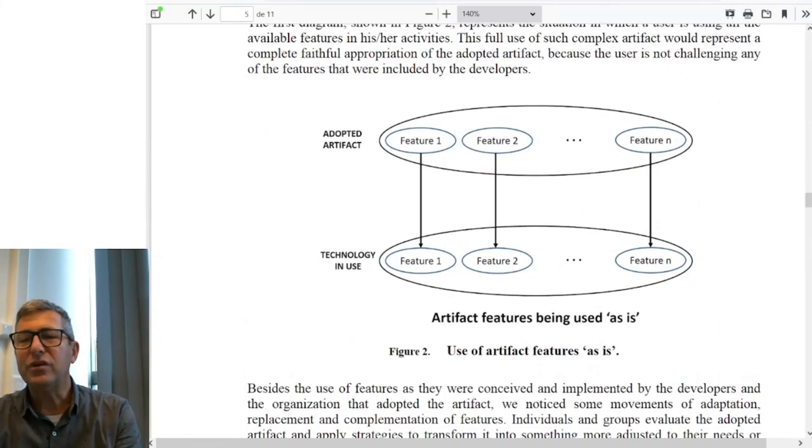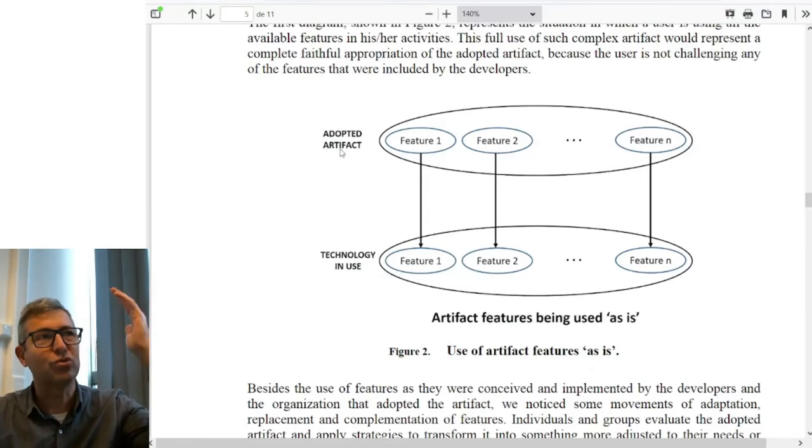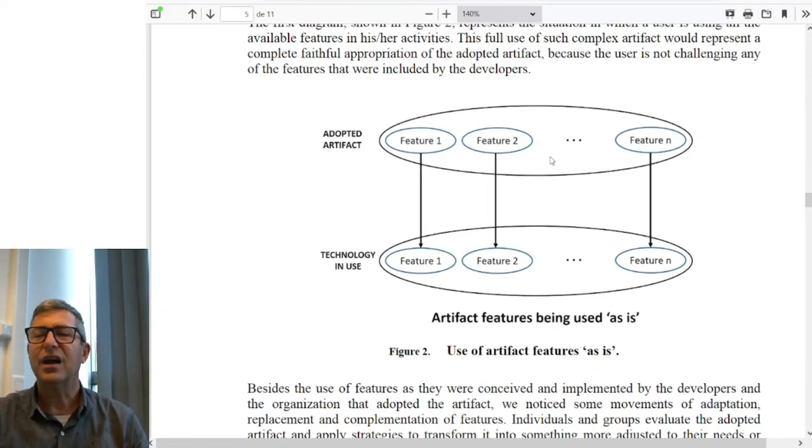We noticed that there were indeed some users, some of those professors, who would adopt technology exactly as proposed. So, see here, you have the adopted artifact, including all the different features, adopted by someone who took the decision of buying that system. And when we looked at the way that some of the professors used that system, we noticed that the technology in use, which means the way that they use technology, was exactly as proposed. So they were using the features as is, as provided.